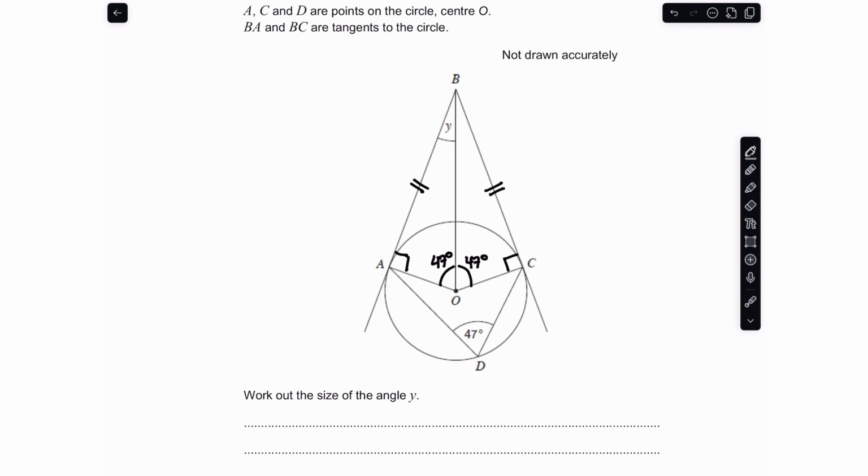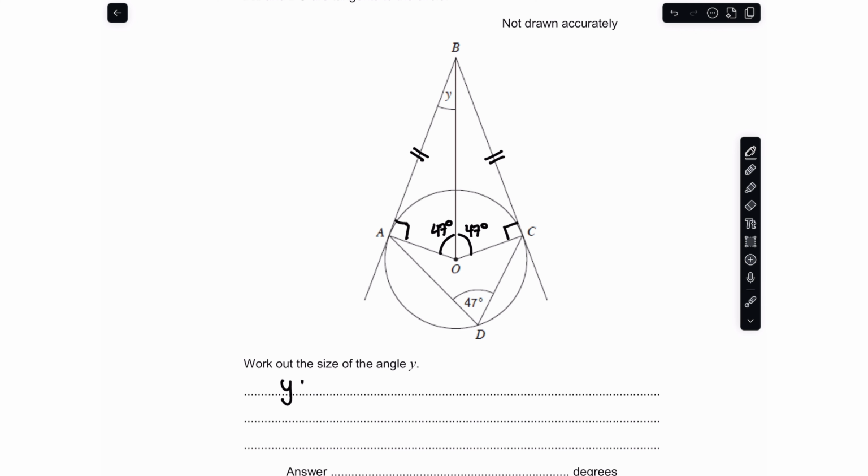Therefore, to work out the size of angle Y, I can simply add 90 and 47 and Y and set that equal to 180 degrees. The angles in a full triangle add up to 180. So Y equals 180 degrees minus 90 degrees minus 47 degrees, and that gives us 43 degrees.